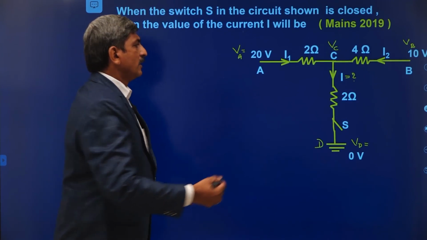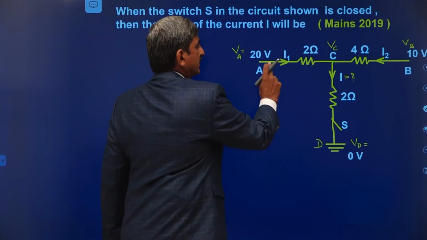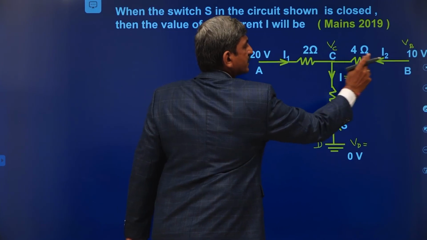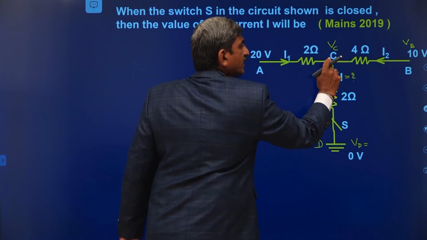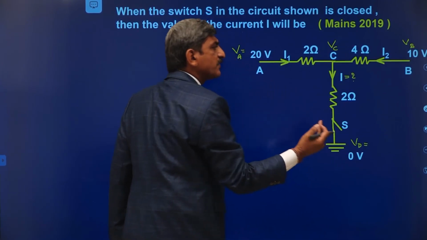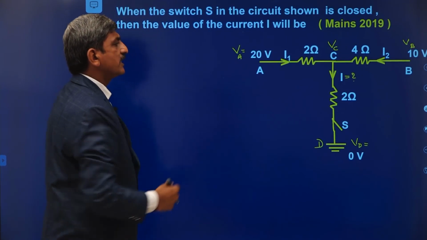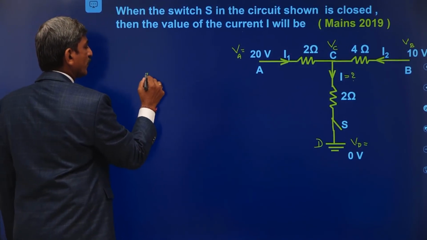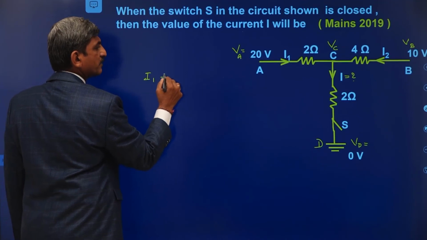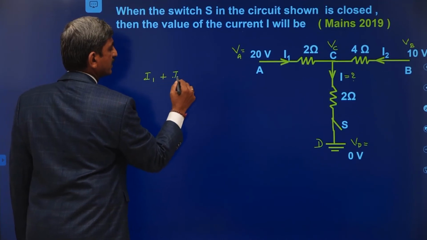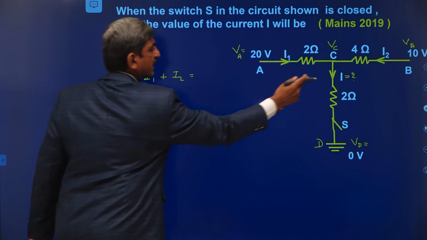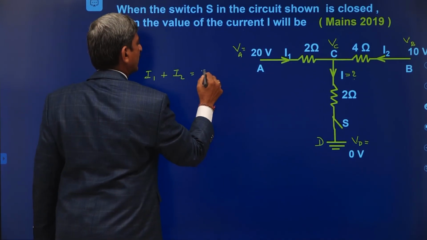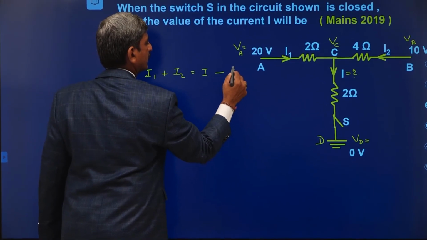Now, at this point C, I1 is flowing towards the junction, I2 is flowing towards the junction and I is flowing away from the junction. That's why by applying Kirchhoff's current law we can write the sum of the currents flowing towards the junction, I1 plus I2, is equal to the sum of the currents flowing away from the junction, I. Let it be equation number 1.